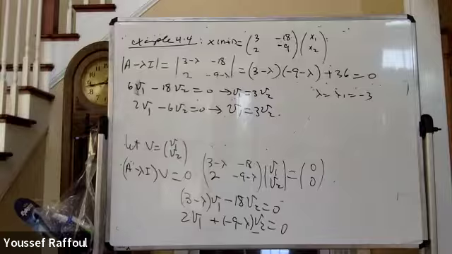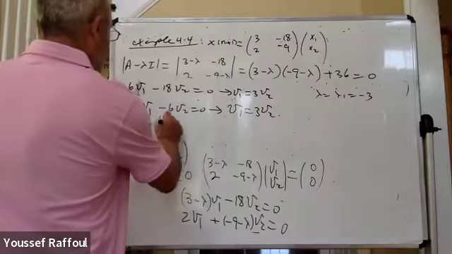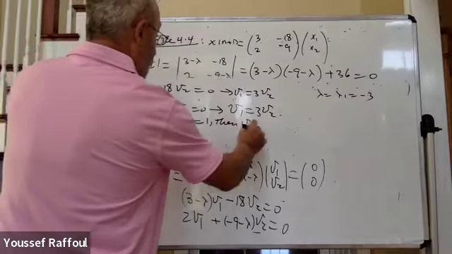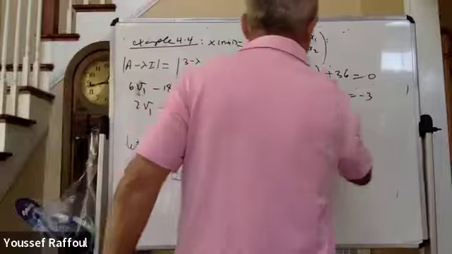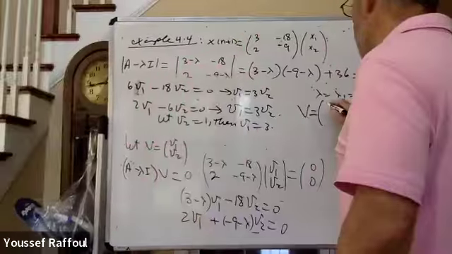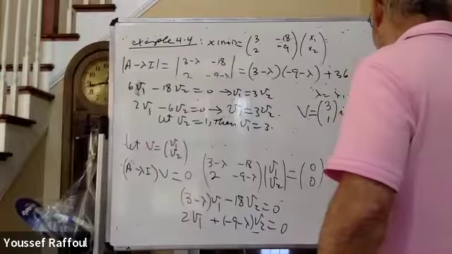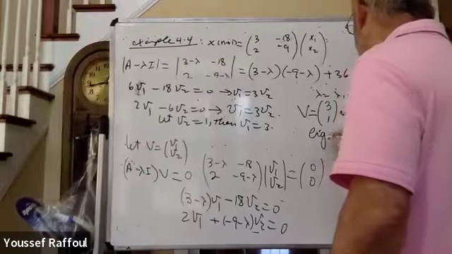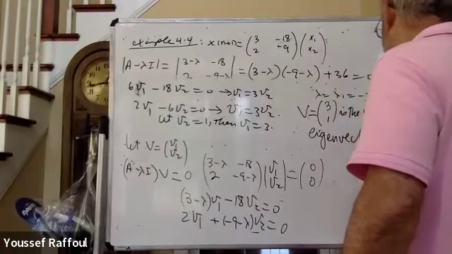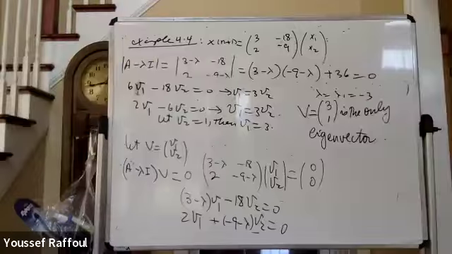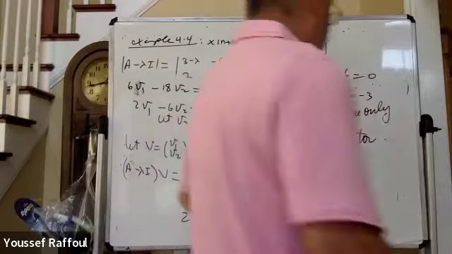If I let V2 equal 1, then V1 is 3. So V equal to 3, 1 is the only eigenvector. Okay? Take a look at this, what we did.